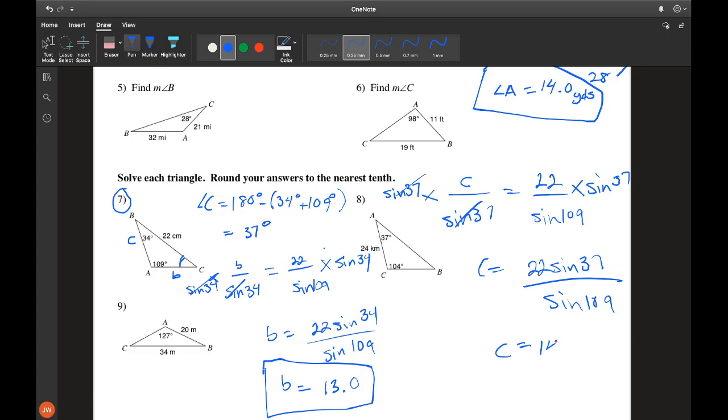Alright. So, we solved three different triangles using sine law.